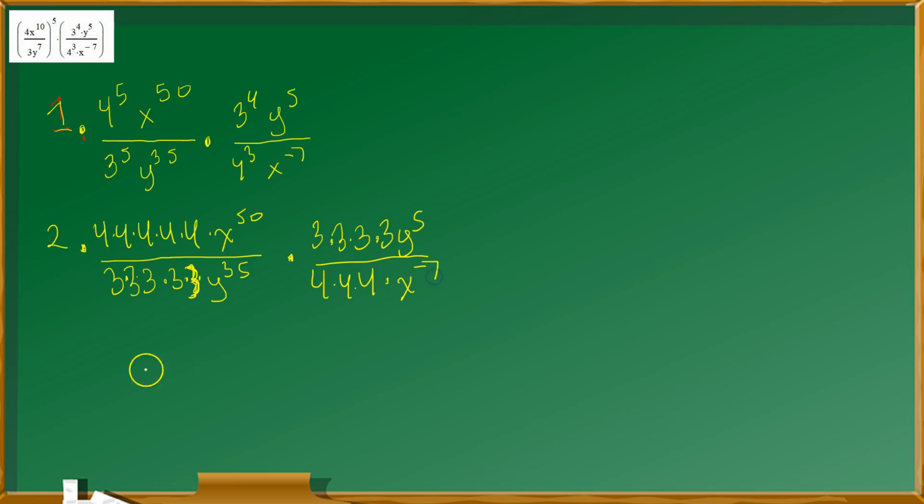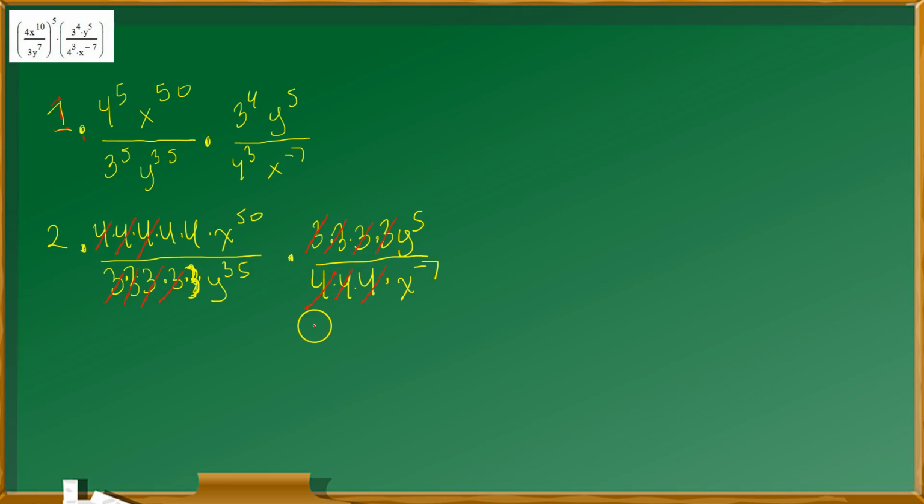And I'm doing it this way because now take a look. I can just cross off matching numbers in pairs. Like this 4 can be crossed off with that 4, you see? This 4 can be crossed off with this 4. This 4 can be crossed off with this 4. This 3 can be crossed off with that 3. This 3 can be crossed off with that 3. This 3 can be crossed off with that 3. And then this 3 can be crossed off with this 3 right here.